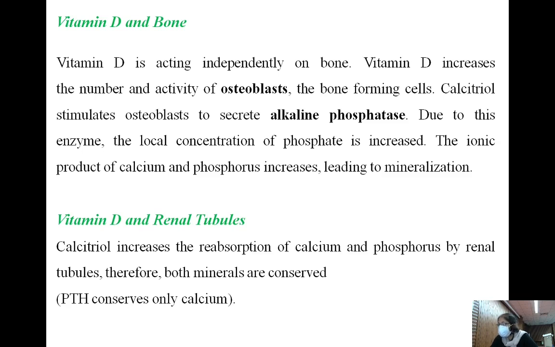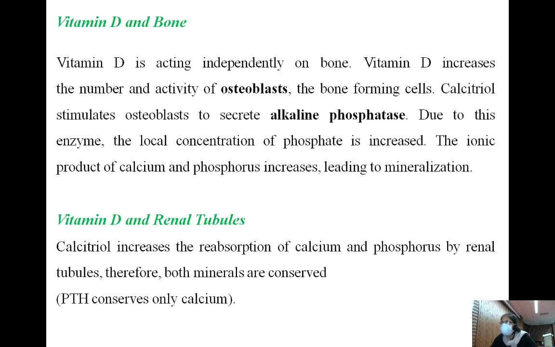Okay, bone forming cell, osteoblast. It is called deposition of the bone forming cell, isn't it? Calcitriol stimulates the osteoblast to secrete alkaline phosphatase. Once the activity of the osteoblast is increased, it secretes the enzyme alkaline phosphatase. Due to this enzyme, the local concentration of the phosphate is increased.